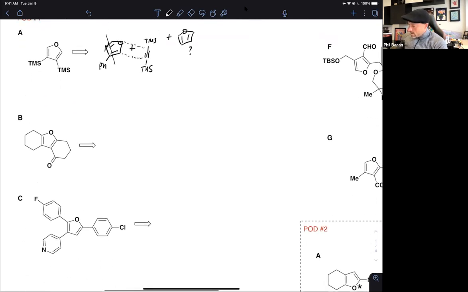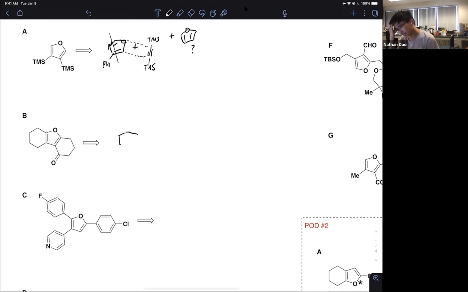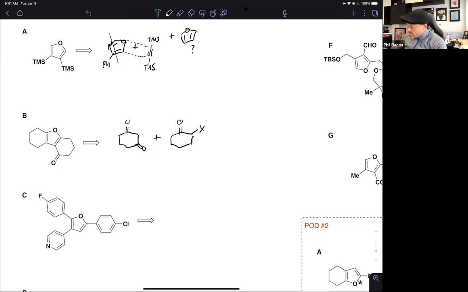Thanks for the question. So let's go to the next one, B. And for this one, luckily Nathan has volunteered to help us with B. Is it going to be a cycloaddition or? You can start with like 1,3-cyclohexanedione, and the other partner could be like an alpha-bromo cyclohexanone. Perfect. Brilliant. Let's go on to the next one.